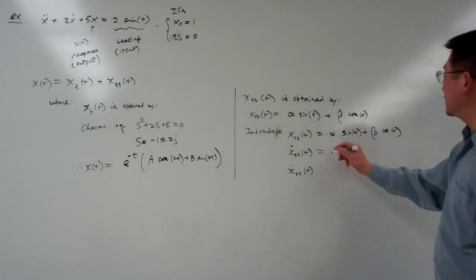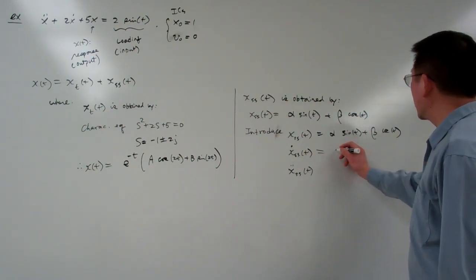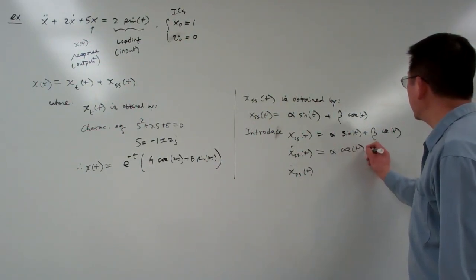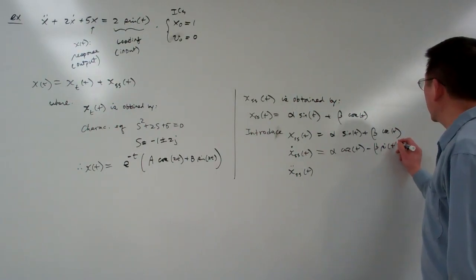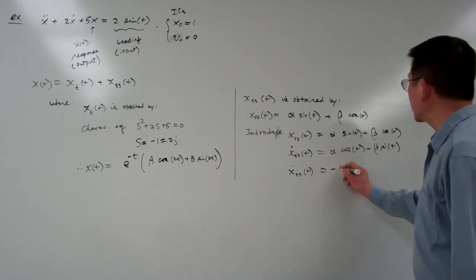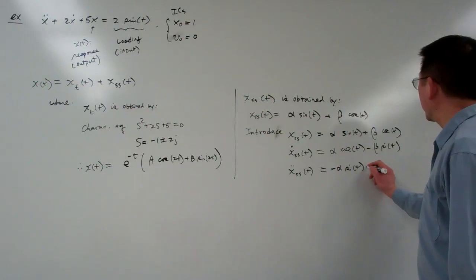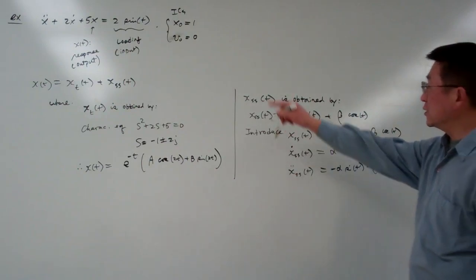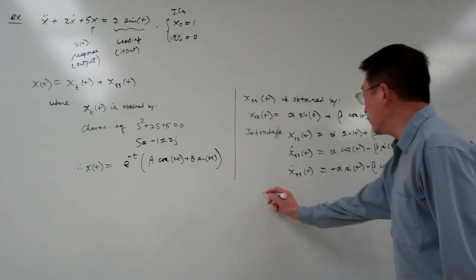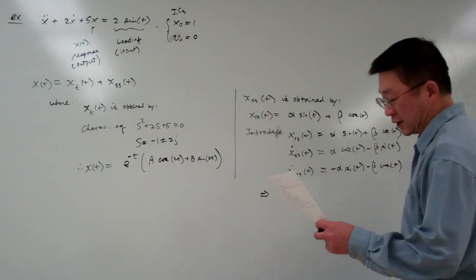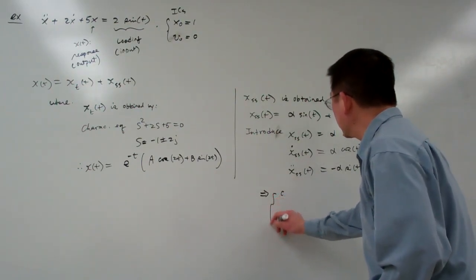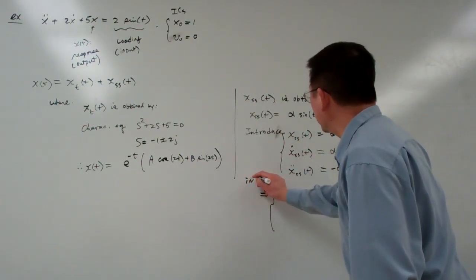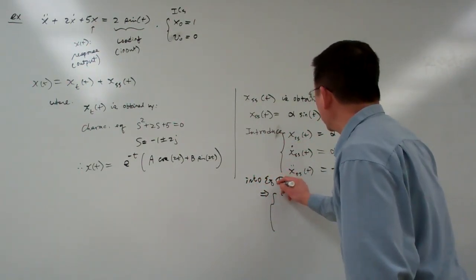And for this one we take the derivative, which is alpha cosine t minus beta sine t, and then the double derivative is minus alpha sine t and minus beta cosine t. We introduce the 3 terms into our differential equation, then we can solve for alpha and beta. Okay, so the coefficients, introduce the 3 terms into equation 1 here.